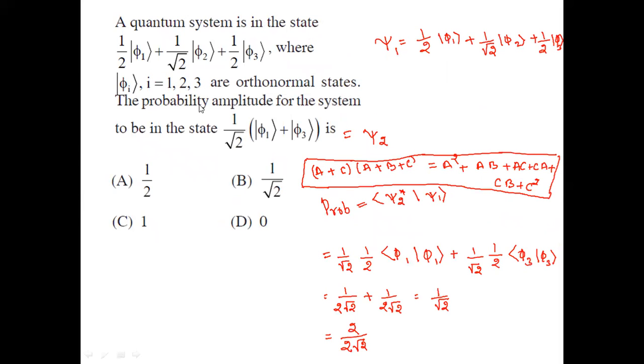So the next problem here is: a quantum system is in the state 1 by 2 phi 1 plus 1 by 2 phi 2 plus 1 by root 2 phi 3, where phi i, with i varying from 1 to 3, are orthonormal quantum mechanical states. The probability amplitude for the system to be in the state 1 by root 2 phi 1 plus phi 3.